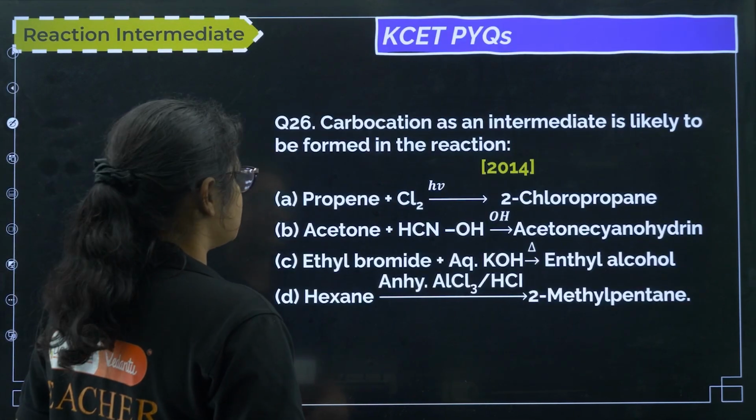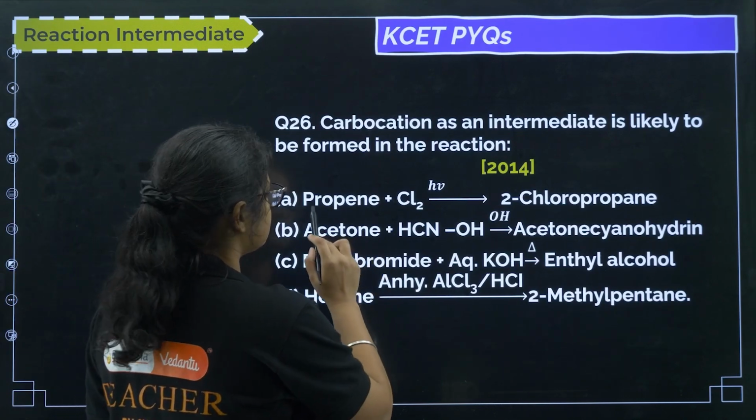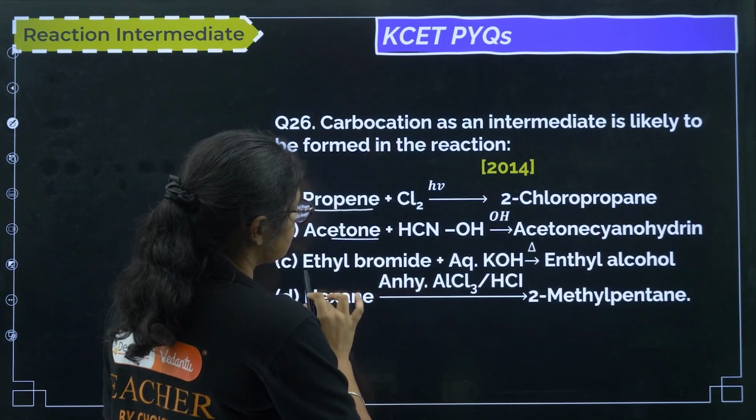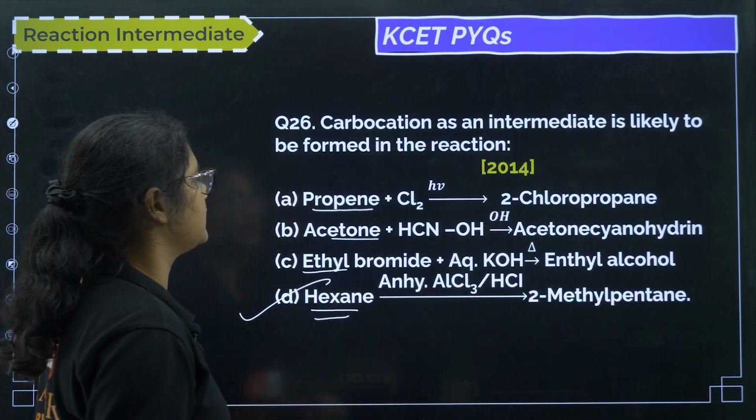Next, carbocation as an intermediate is likely to be formed in which reaction. In this case there is a radical mechanism, here there is no carbocation formation, here also there is no carbocation formation, here there is formation of carbocation, so option number D.